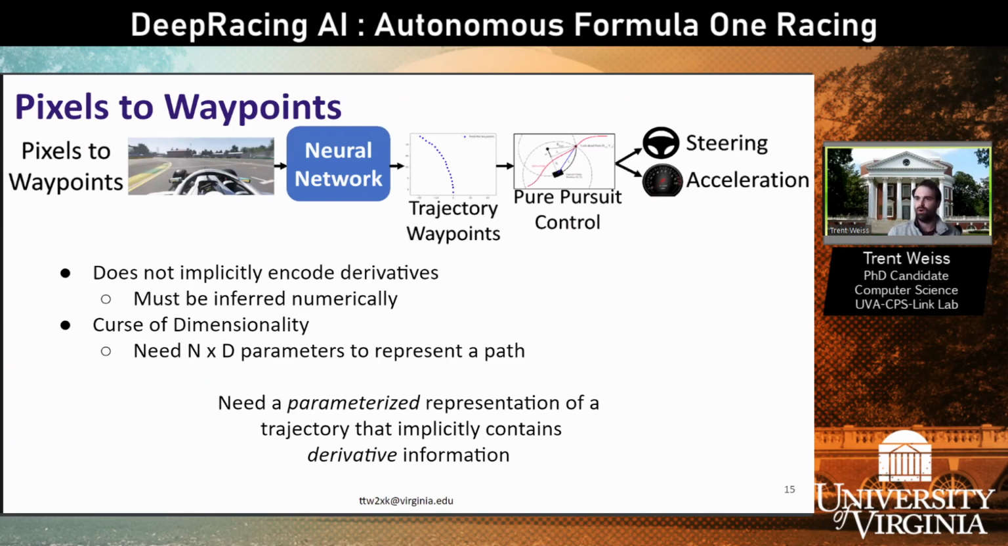Direct waypoint encoding doesn't implicitly contain any sort of derivatives, no velocities, no accelerations. You have to numerically compute those based on input data. There's also the curse of dimensionality. For a d-dimensional Euclidean space, you need n by d parameters to represent a path, which scales linearly and is not optimal. So what we need is a parameterized representation of a trajectory that implicitly encodes this derivative information.